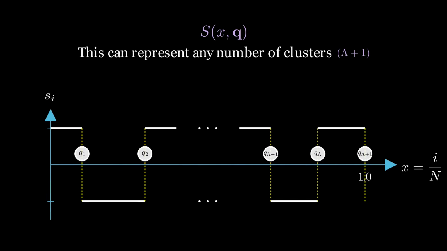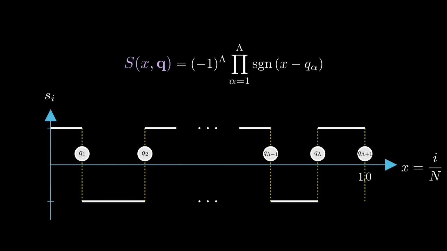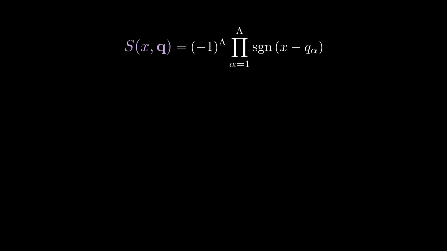Mathematically, this general function can be written as a product of sign functions, where lambda represents the number of domain walls, always one less than the number of clusters. With this new continuous way of describing any possible spin configuration, he could now do something profound. He could transform the entire Hamiltonian.